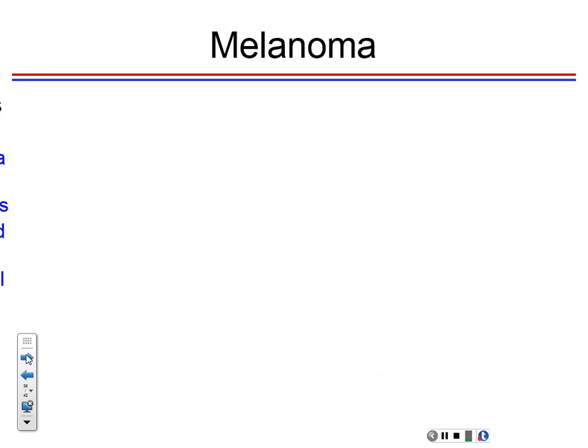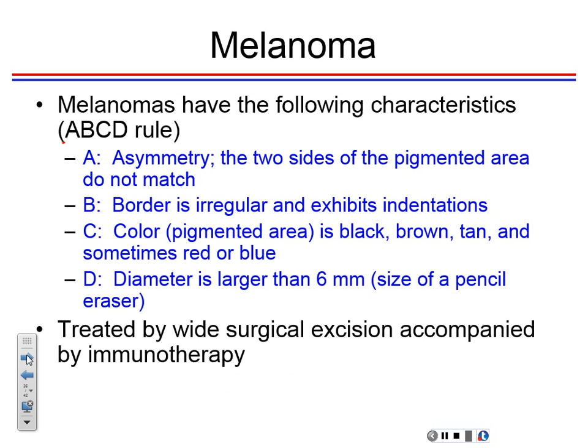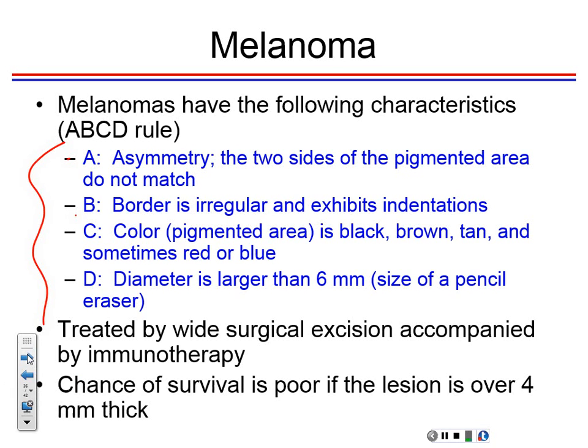Okay, so melanoma has the ABCD rule. Asymmetry: it's not symmetrical in shape. Border: it has a border with indentations. Color: it's dark because of the melanocytes, very dark brown and black. Diameter: about 6 millimeters, like a pencil eraser. Treated by excision and immunotherapy. Why? Because it's resistant to chemotherapy.